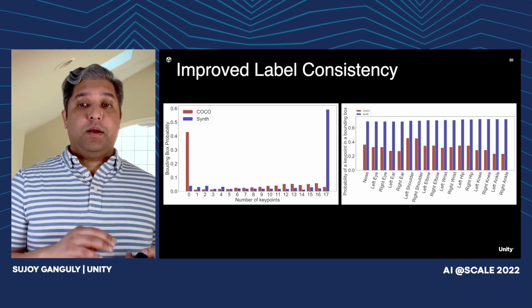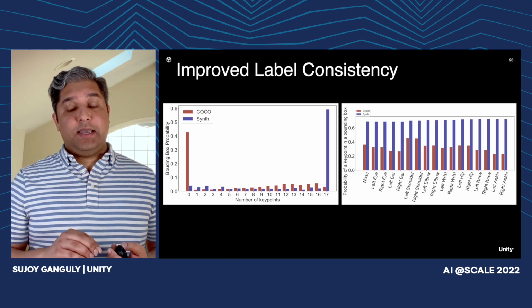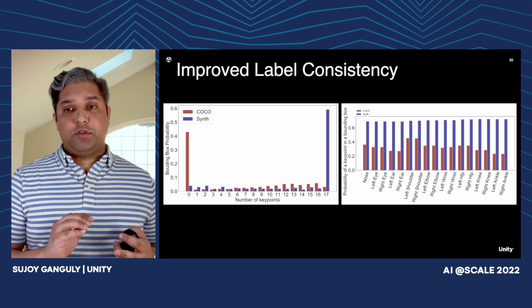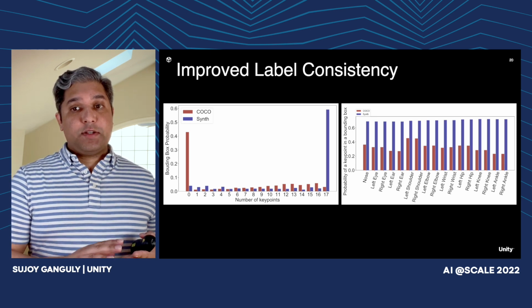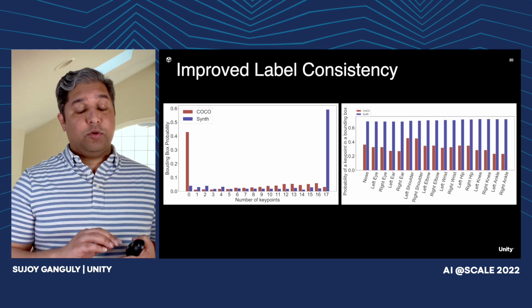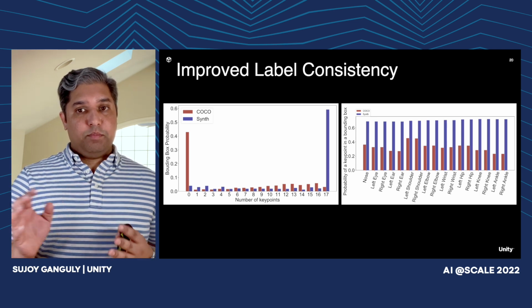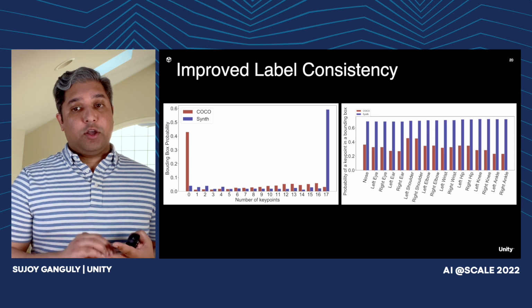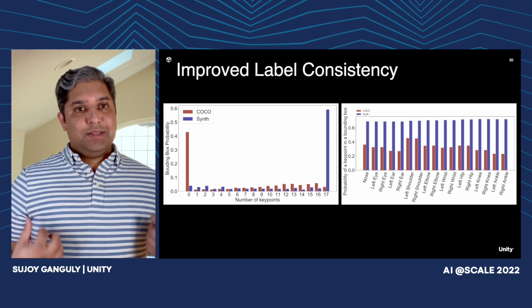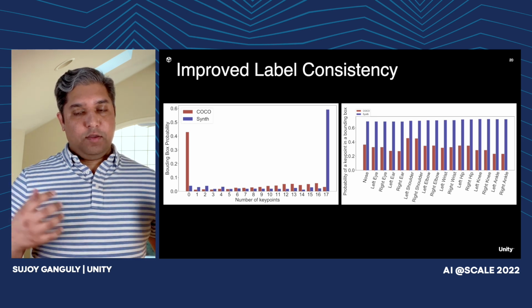We also see an improved consistency in which key points are labeled. So we see that all 17 key points tend to be labeled with the same probability in synthetic data, again in blue, versus in COCO, where you have a tendency to label the center of the body more than the full body.